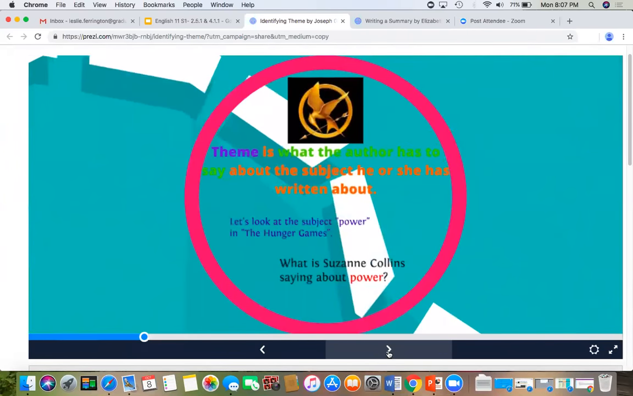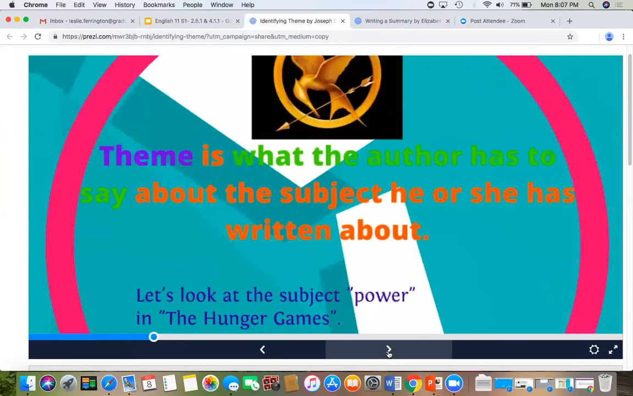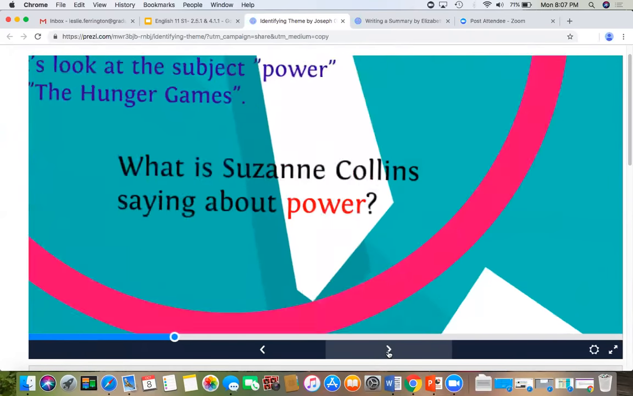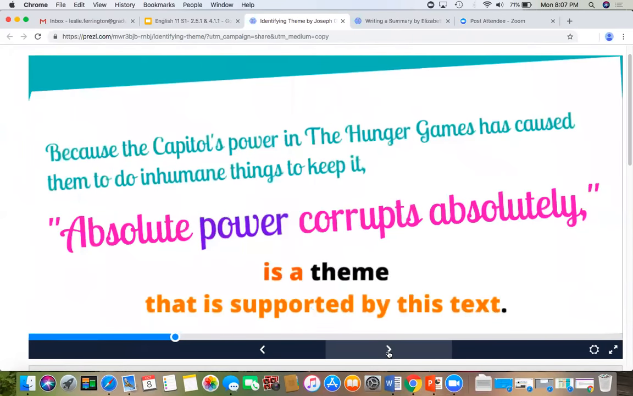So theme is what the author has to say about the subject he or she's written about. So looking at the subject power in the Hunger Games, what is Suzanne Collins saying about power? Because the Capitol's power in the Hunger Games has caused them to do inhumane things to keep it, she is saying absolute power corrupts absolutely. That is a theme that's supported by the text. It could apply to anything really outside of the book. It does not only apply to the book.